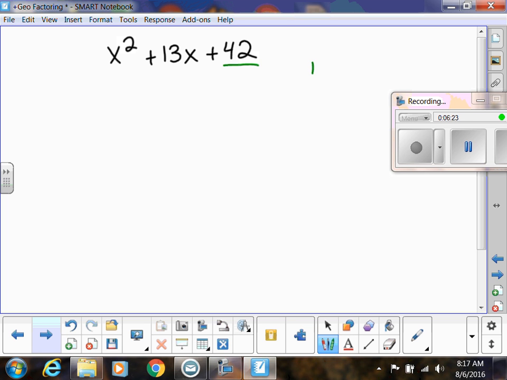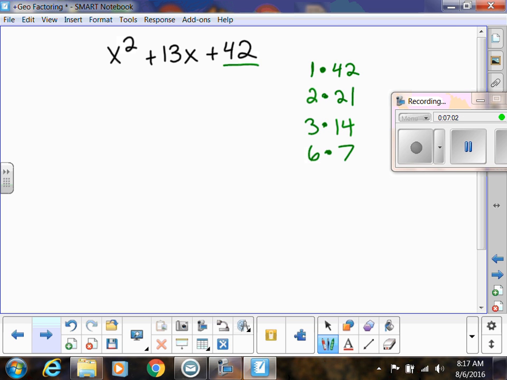I start with 1 and 42. I'm just going to put times, and I'm not going to use an x. I don't want us to think that it's the variable x. So I could have done 1 and 42. Let's see, 2 and 21. Let's see, does 3 go into it? 3, yeah, 3 and 14. 4 is not a factor. 5 is not a factor. And then we have 6 and 7.